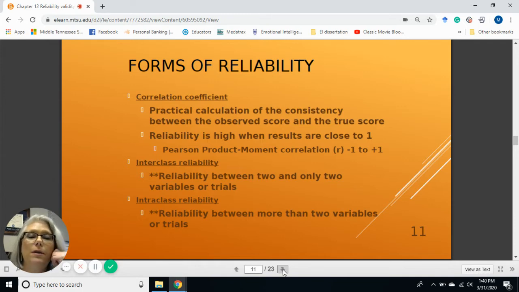And the first one is called the Pearson product moment correlation. And that's our calculation of the consistency between the observed score and the true score. So it's usually -1 to +1, and that's represented in the reports as an r. So our little r is between -1 and +1, right? And the PPM, the Pearson product moment correlation, you might see it referred to as PPM. That is an inferential analysis technique conducted to examine bivariate correlations in studies.